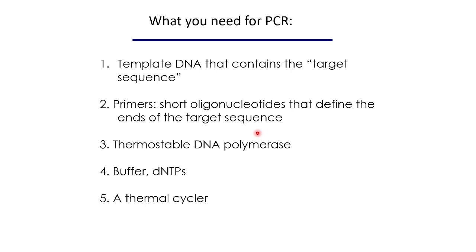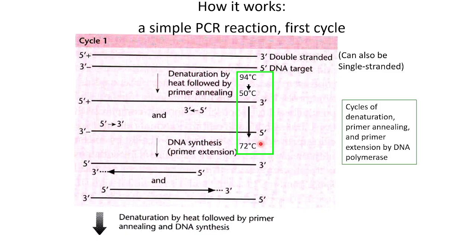We need primers, that are short oligonucleotides that will define the ends of the target sequence to be amplified. We need thermostable DNA polymerase, buffers, dNTPs, a thermal cycler. And then we have a PCR reaction in the first cycle.